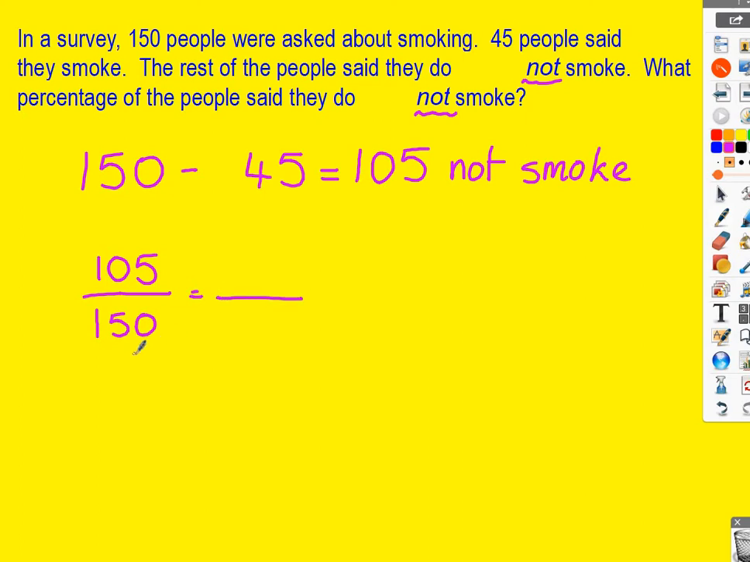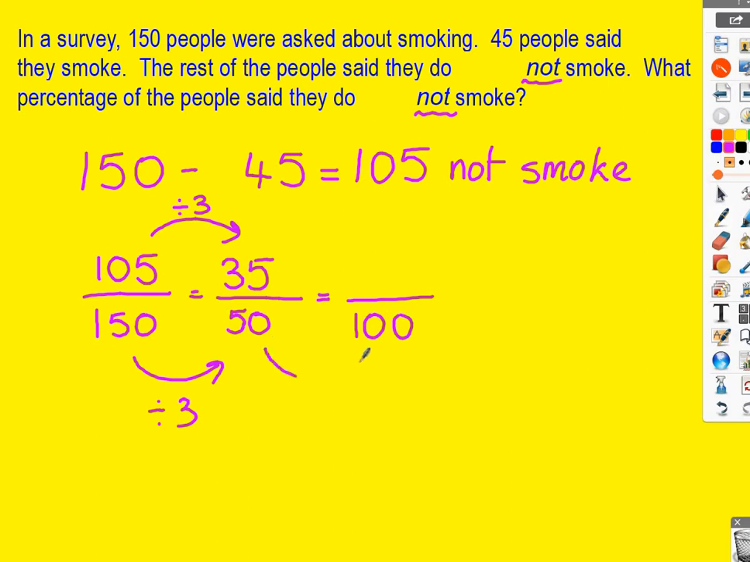So if we divide the denominator by 3, it means that we're going to have a denominator here of 50. 150 divided by 3 is 50. Doing the same to the numerator then, 105 divided by 3 is going to give you 35. So that's 35 out of 50, but if we want it as a percentage, we want it out of 100. So I'm going to now double the denominator and double the numerator. 70 out of 100, that's 70% of the people said that they do not smoke.